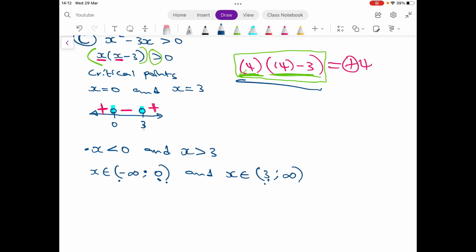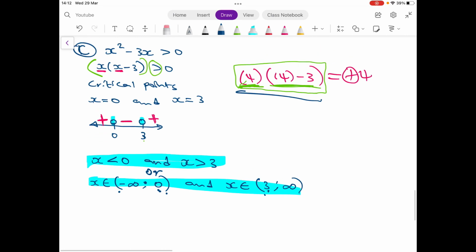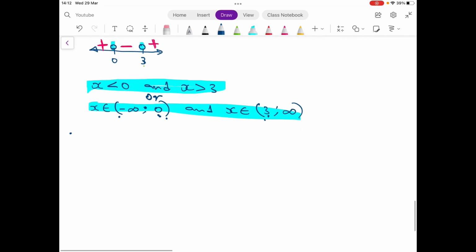You can write it either in this way or in this way, whichever way you prefer. You don't have to write both. That's why I'll say or. You shouldn't write both, actually. You should just write one. Okay, that's basically the answer for the problem.